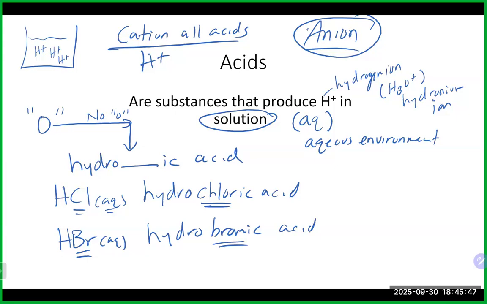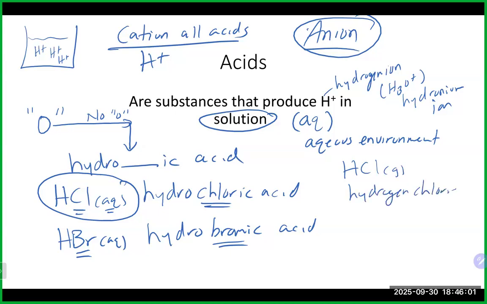That is what makes HCl in the aqueous form different than HCl in the gas form. HCl in the gas form is hydrogen chloride gas. You take hydrogen chloride gas, you bubble it through water, you get hydrochloric acid. That's in a water environment. So typically, when we write formulas for acids, they will have an AQ or aqueous symbol next to them to indicate that they're in a solution and that they are an acid in that case.